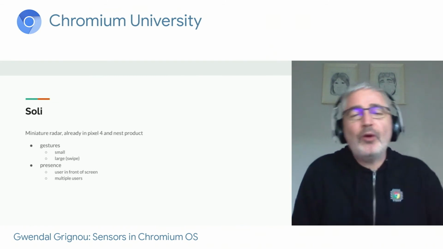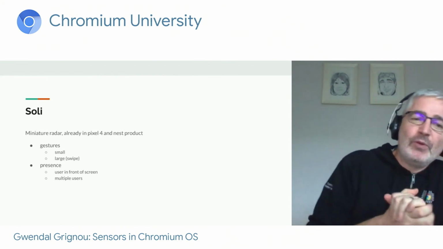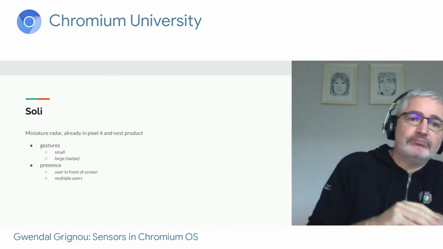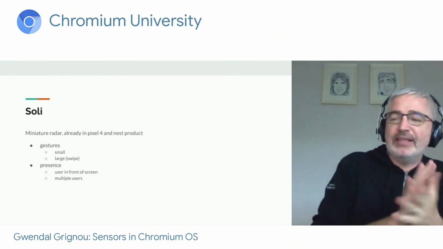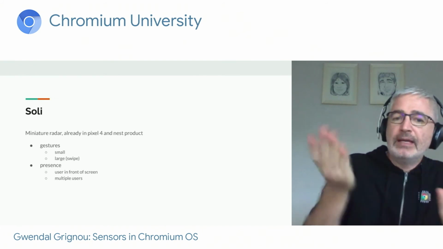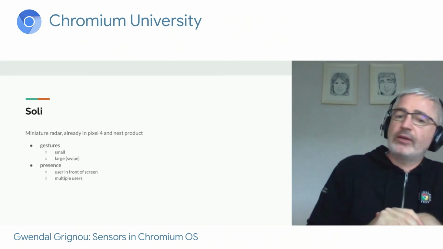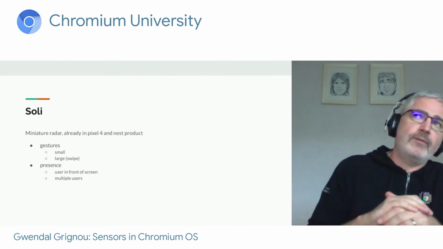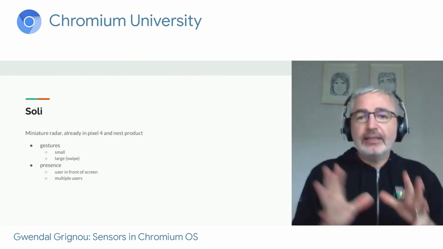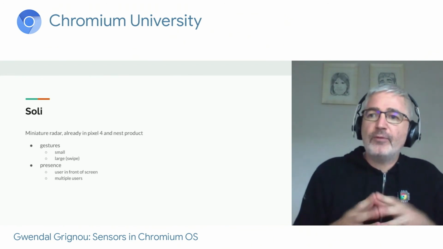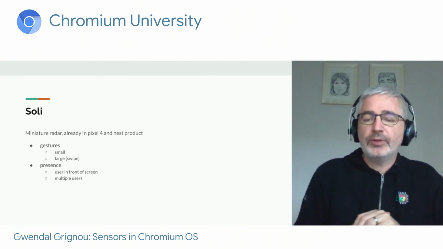A little bit more forward-looking, I want to talk about something very exciting we are working on, called Soli. There are already presentations on the web. It's already on the latest Pixel phone and also in the Nest product. It's a completely new kind of sensor: a radar in the 60 gigahertz band which collects information, and then a processor makes sense of the information and sends some of it to the host.